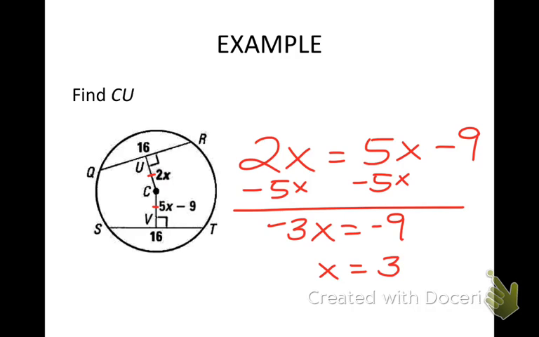What's it asking us to find? CU. So let's plug it in. 5 times 3 is 15. Oh, CU. Well, it would be the same thing anyways, right? CU's up here, the other way. It is. 2 times 3, which is 6. Good. So CU is equal to 6.